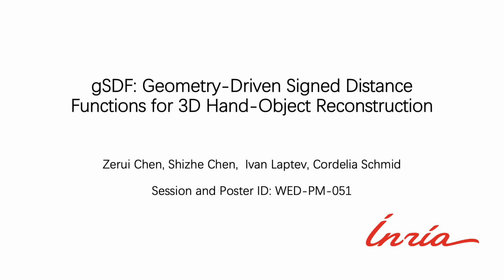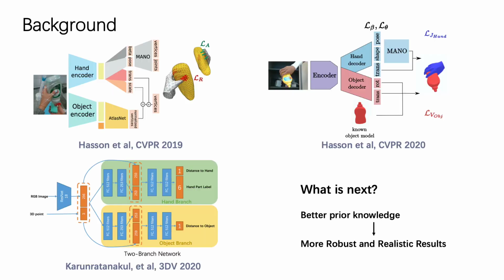Hi everyone, I'm going to present our paper gSDF, Geometry-Driven Sign Distance Functions for 3D Hand and Object Reconstruction. Given an RGB image, our task is to reconstruct 3D hand and object meshes.